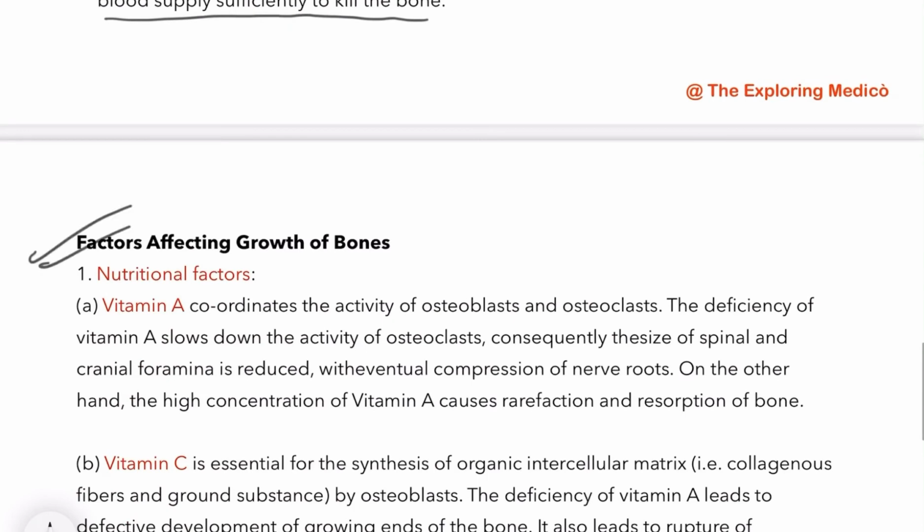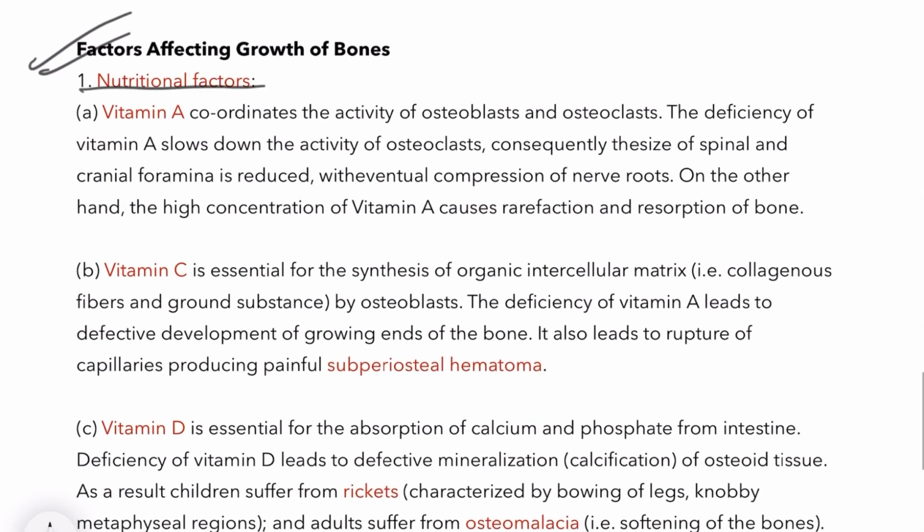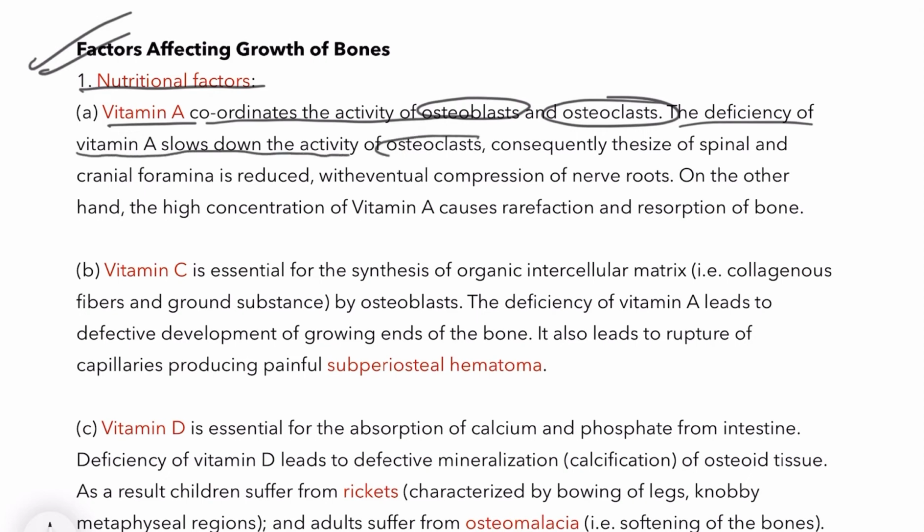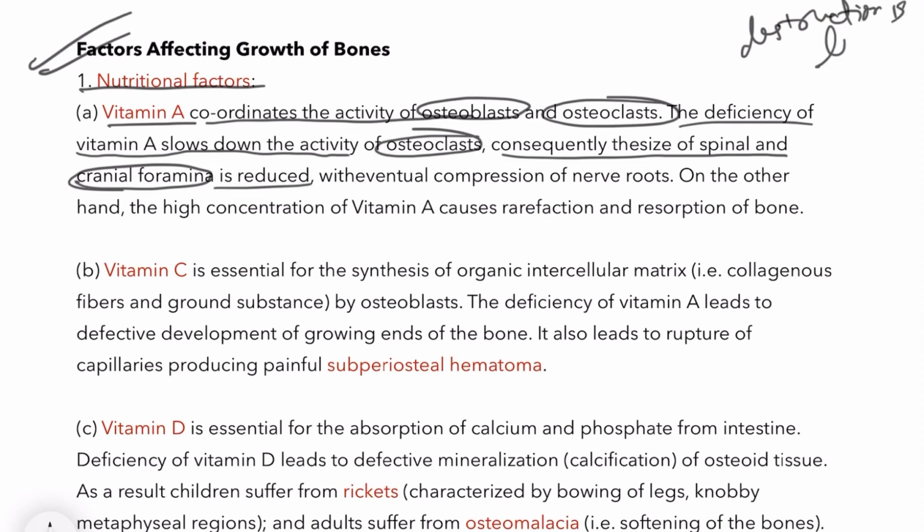Now, factors affecting growth of bone. First is nutritional factors. First is vitamin A. It coordinates the activity of osteoblasts and osteoclasts, that is cells of the bone. One is bone forming cells and one is bone destroying cells. The deficiency of vitamin A slows down the activity of osteoclasts, that is bone destroying cells. Consequently, the size of spinal and cranial foramina is reduced because the destruction is less. So it adversely affects the size of bone.